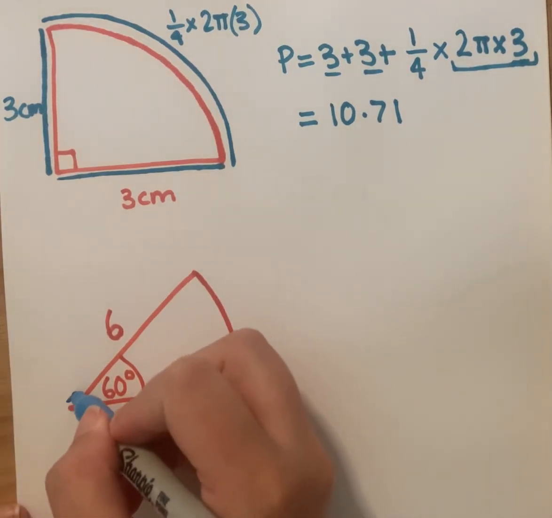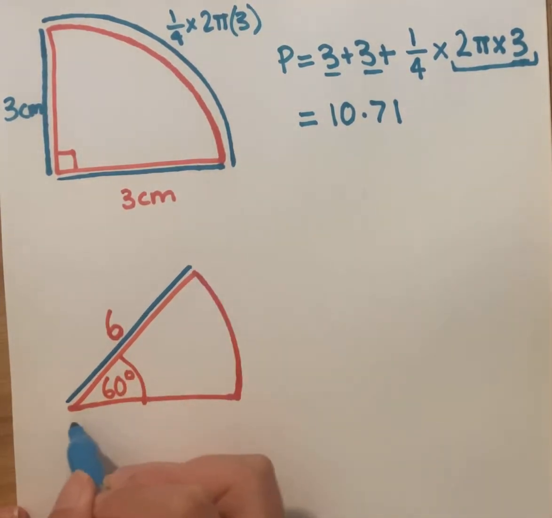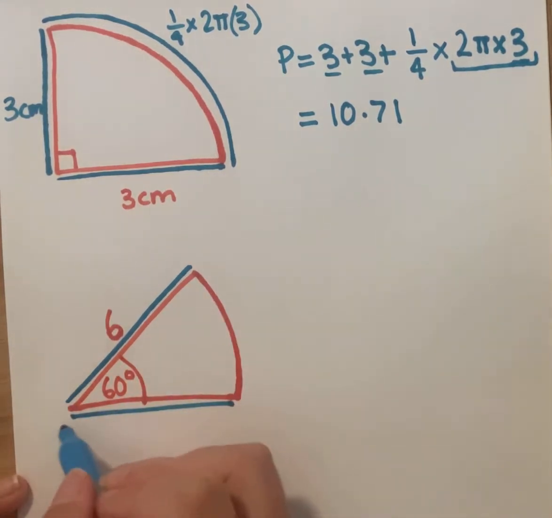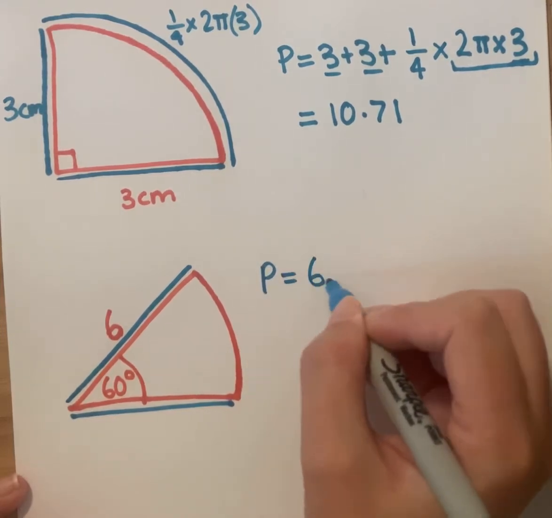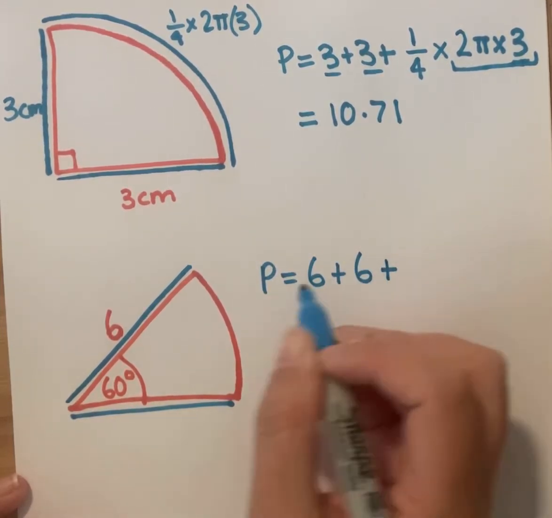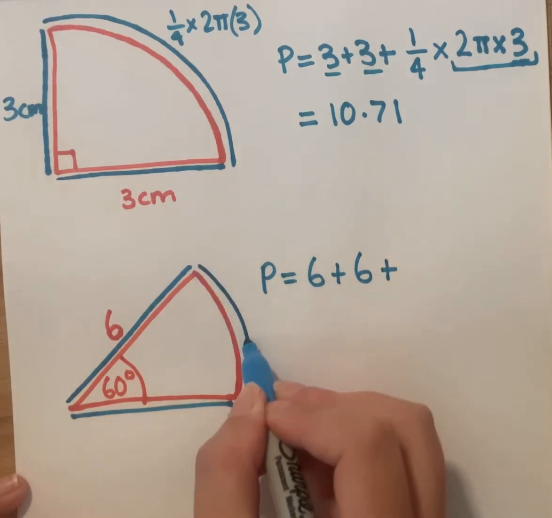We still need to find these two side lengths. And we know that they're both just the radius. So that's 6. This is 6 as well. So our perimeter is going to be 6 plus 6 plus this curved side length here, this arc length.